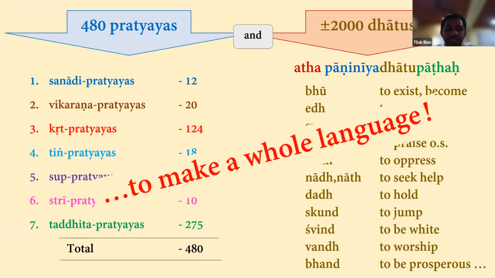All these words are actually generated from dhatus. To a dhatu, at different levels, different pratyayas are added. By adding these pratyayas, the whole language is created. So there are about 480 pratyayas and about 2000 dhatus.